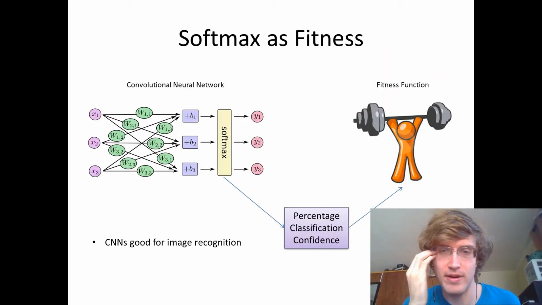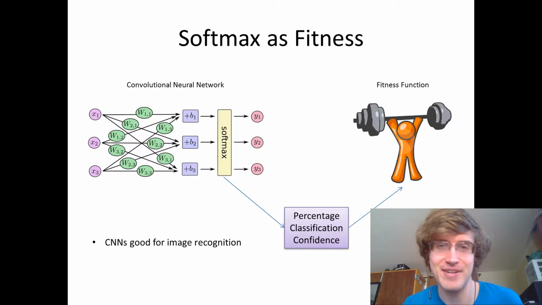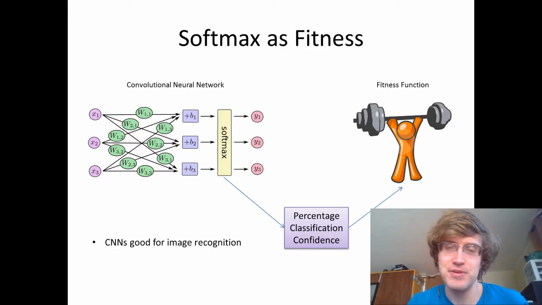So it got me wondering. I actually woke up in the middle of the night one day and had this idea. What if you use the softmax output of a convolutional neural network as the fitness function? So softmax basically returns scores for each of the possible classes, and the scores add up to 1. And as such, you can interpret the softmax scores for each of the classes as probabilities. And convolutional neural networks are good for image recognition.